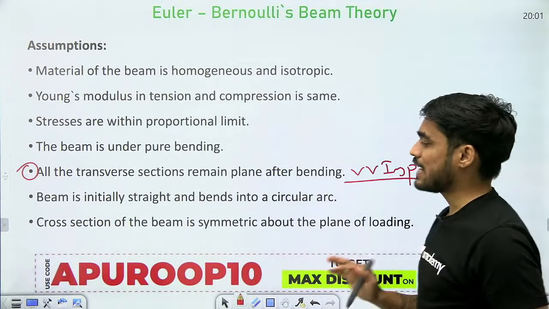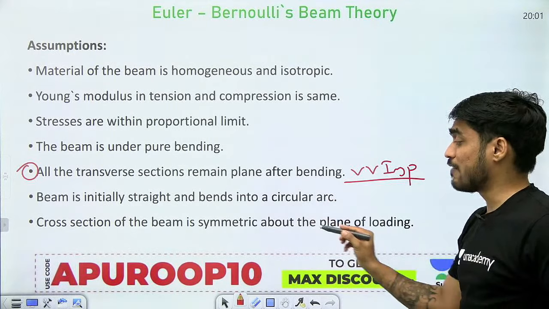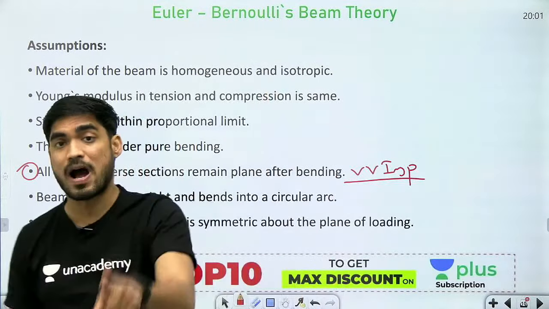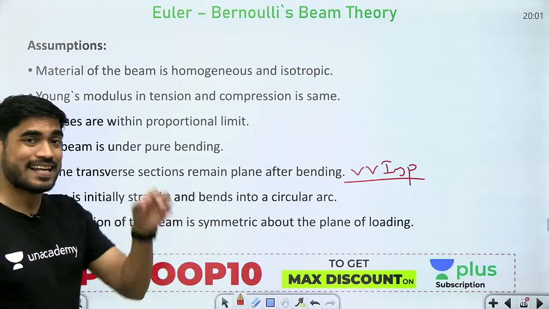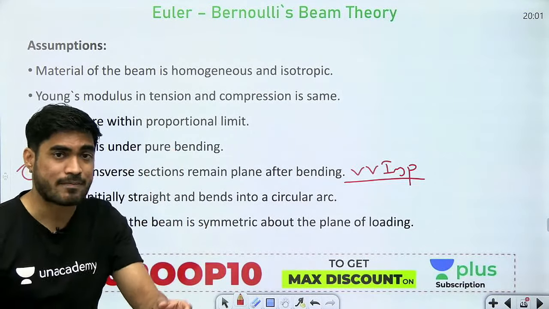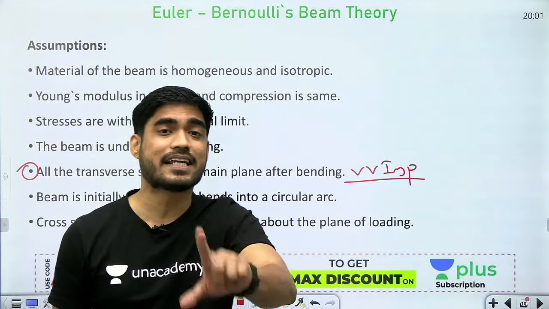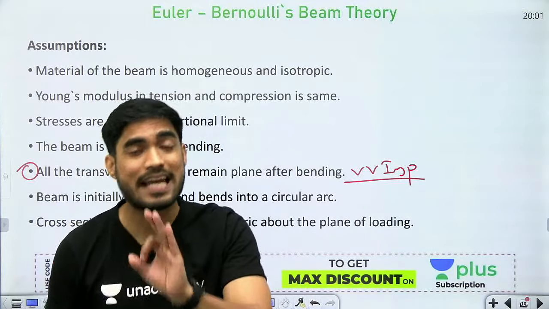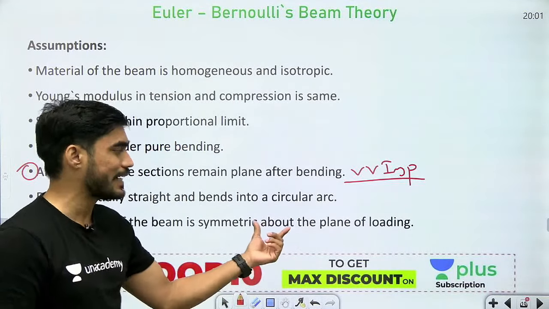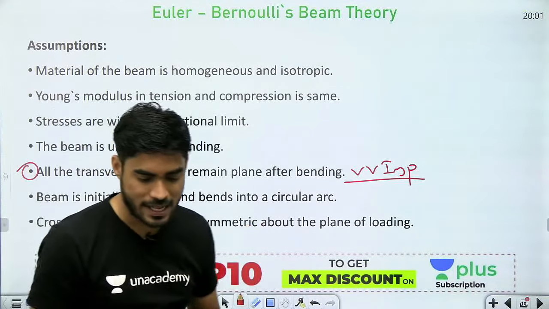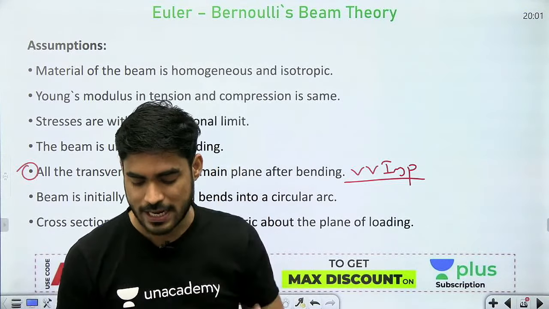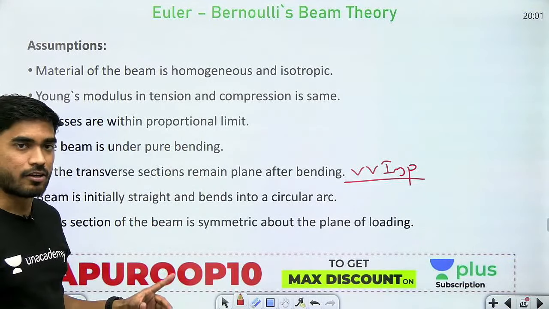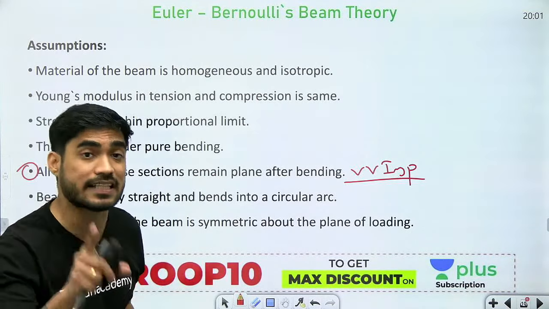ठीक है, next assumption: cross section of the beam is symmetric about the plane of loading. Now this is also very important. Why? Because related to this there is a very important concept, and that is newly added in the syllabus of GATE 2021, which was not there before. ये जो टॉपिक है जिससे रिलेटेड ये assumption है, वो पहले गेट में नहीं था बट गेट 21 में उसको नया नया इंट्रोड्यूस किया गया है। तो बेटा, the topic related to this assumption is shear center.